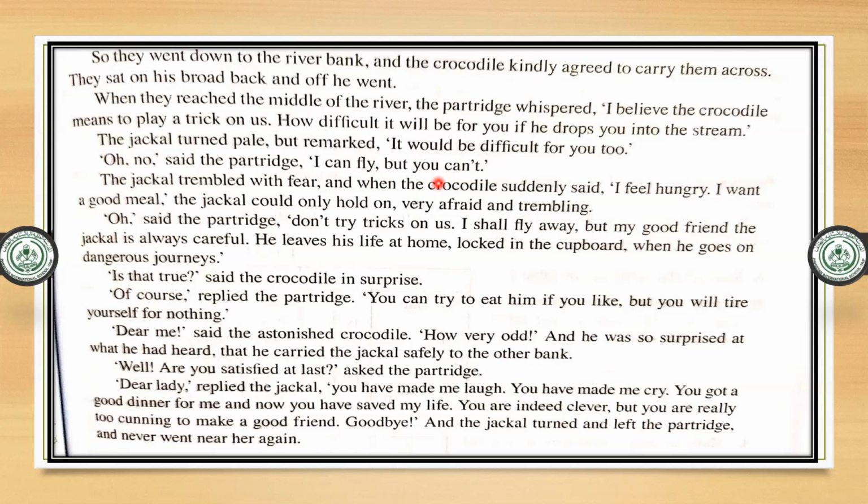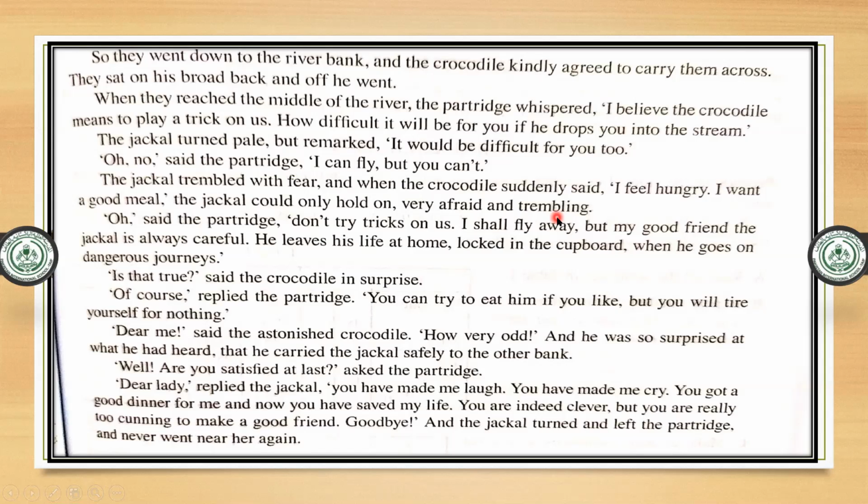The jackal turned pale and remarked, "No, it would be difficult for you as well." The partridge said, "No, it's not difficult for me. I can fly, but you can't fly, and it will definitely be difficult for you." The jackal trembled with fear, and the crocodile suddenly said, "I feel hungry. I want a good meal." The jackal could only hold on, very afraid and trembling.